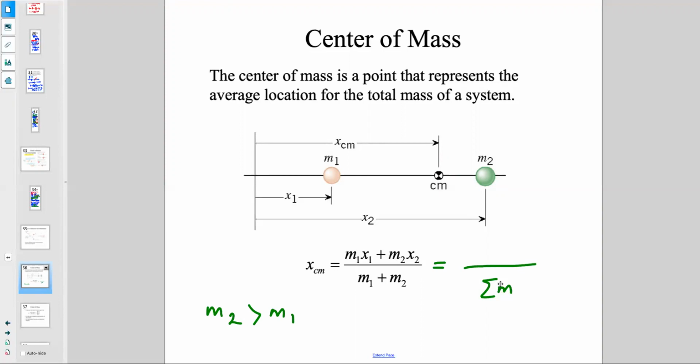Sigma mi xi over the sum of all the masses that are involved in forming our system, okay? And here is mi. So i goes from 1 to whatever number that we have for the number of particles in our system. For example, m1x1, m2x2, m3x3, m4x4, you can all add them up right there. In this case, we have only 2 particles, so it goes all the way to 2. So if you have n particles, it can go all the way to n.